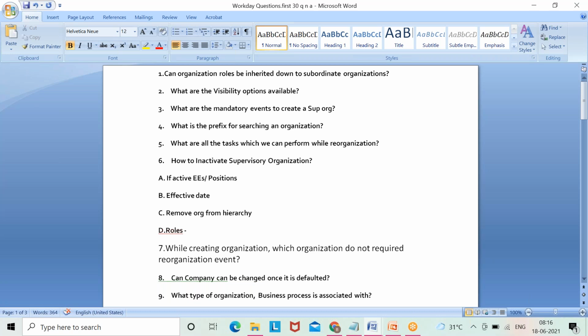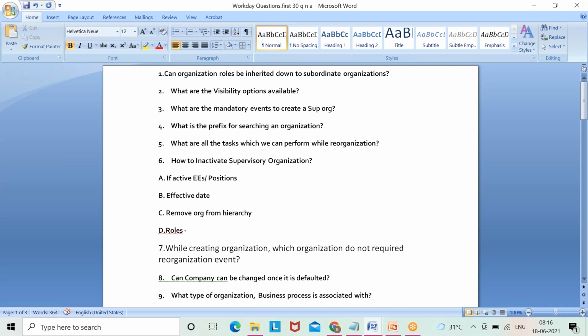You may ask the question, why? Because we are not configuring hierarchy structures on both organizations. It has only one organization. Pay group is a standalone organization. Matrix is a standalone organization. You are not creating a hierarchy structure there.